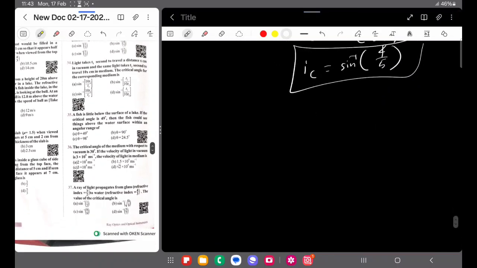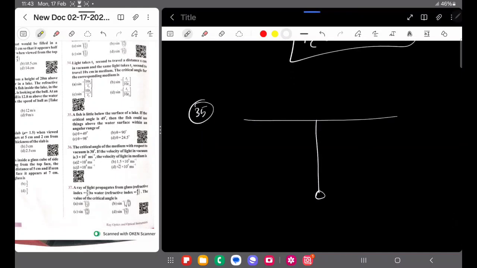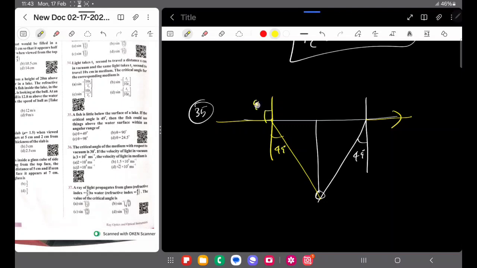Okay, look into question number 35 now. We have a little fish below the surface of a lake. The critical angle of the lake is 49. The fish could see things above the water surface within an angular range. We can very clearly tell that if this angle is 49, this is also 49. So the total angular range is 98 degrees. That should be the solution.